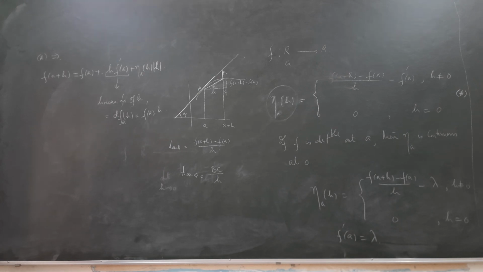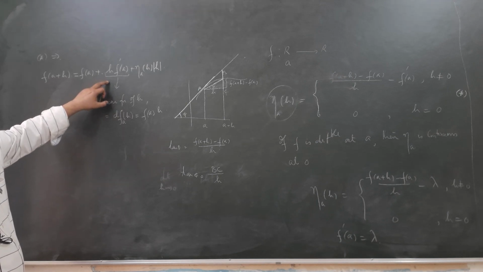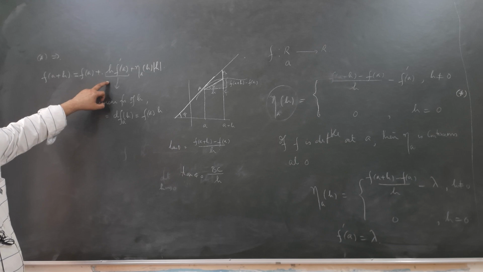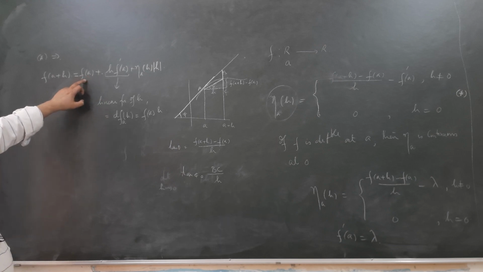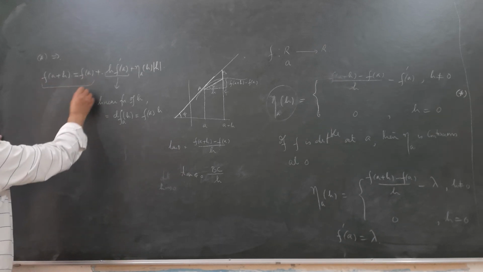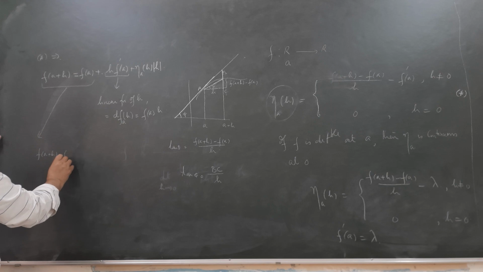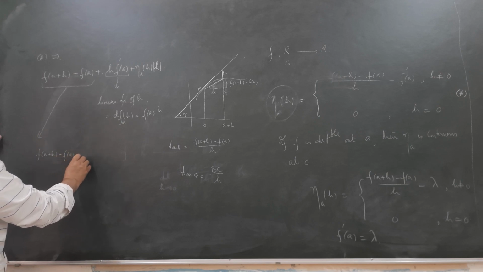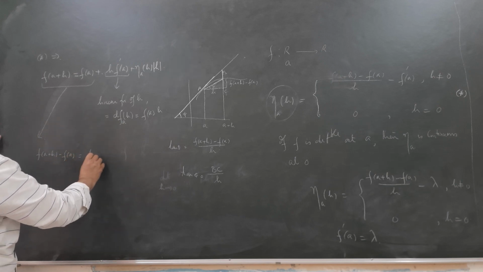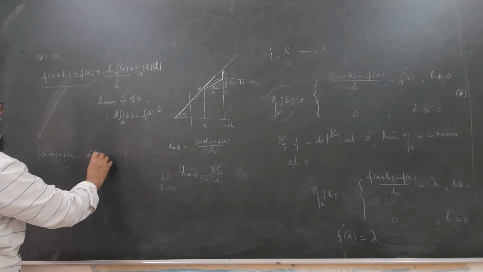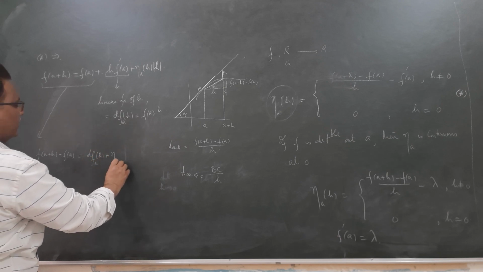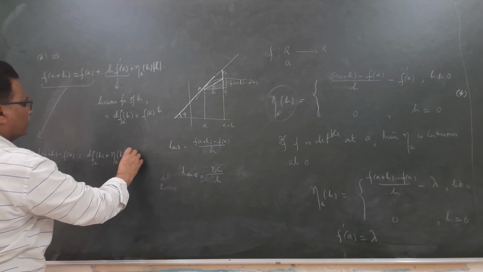So I will read it like this. A function f is differentiable at a point a if there exists a linear function df(a)(h) such that f of a plus h, let me write down the left hand side also. This is f of a plus h minus f of a, and the right side will be equal to df(a)(h) plus eta(a)(h) into modulus of h.